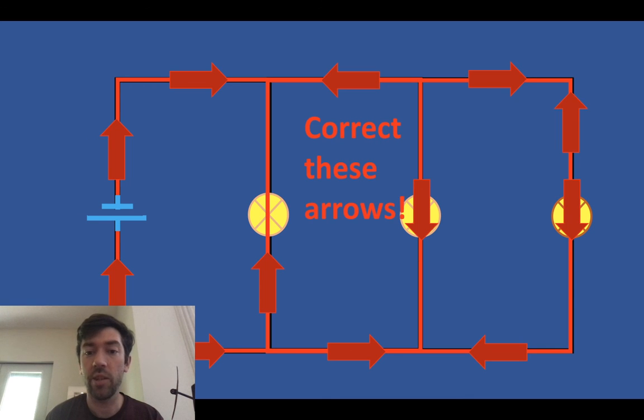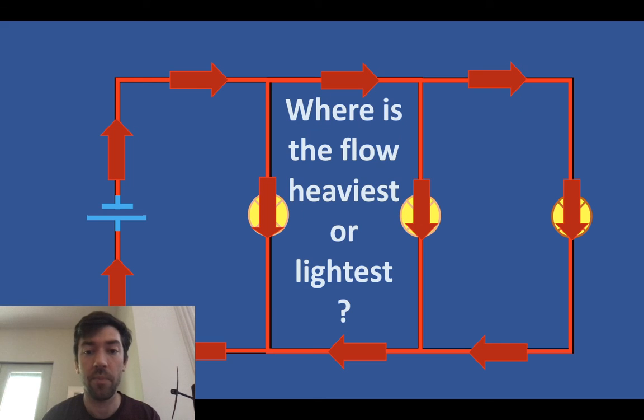Now, some arrows here are incorrect. Take a moment, pause the video, and see if you can figure out which arrows are pointing the wrong way. There they are, and that's better. So this is the correct arrow diagram of the circuit.